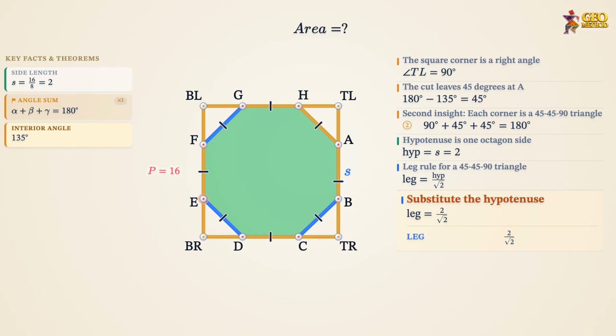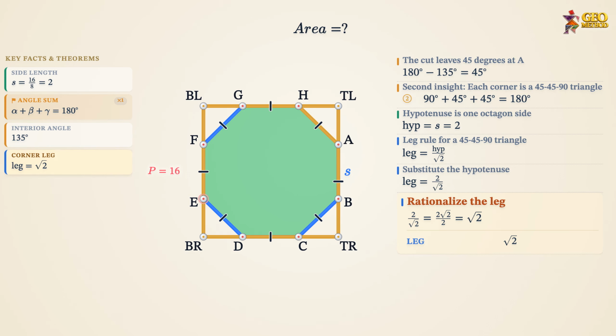Substitute the hypotenuse of 2 into that rule. Each leg is 2 divided by root 2. And next, I will clean up this fraction. Rationalize by multiplying top and bottom by root 2. 2 root 2 over 2 simplifies to root 2. So each corner leg has length root 2.